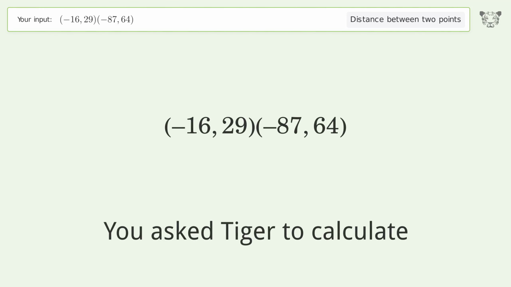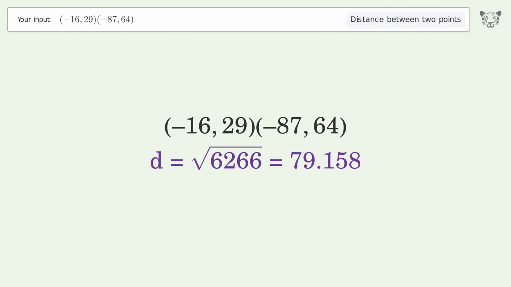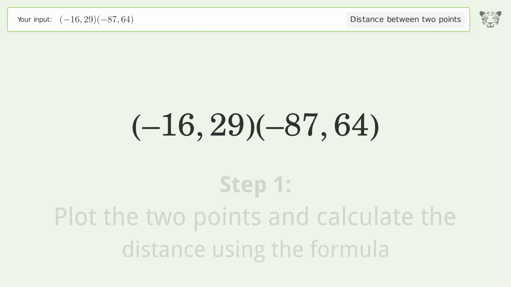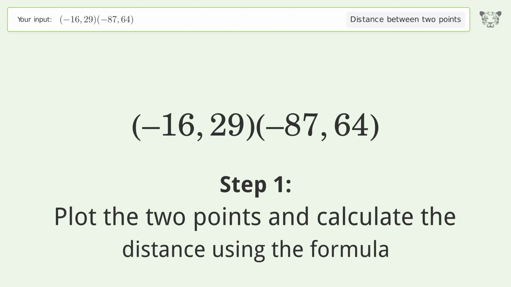You ask Tiger to calculate. This deals with the distance between 2 points. The distance between the 2 points is the square root of 6,266, or 79.158. Let's solve it step by step. Plot the 2 points and calculate the distance using the formula.